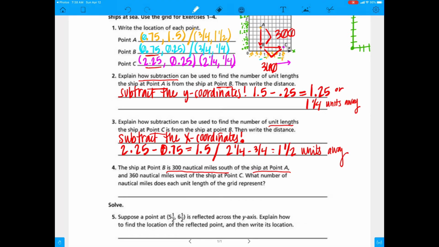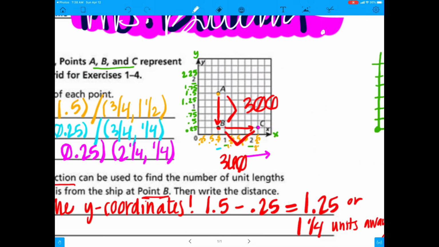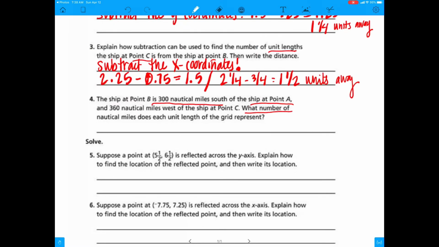I know I can zoom in, and you can do the same thing if we know from A to B how many squares there are. There's 1, 2, 3, 4, 5 squares, and that's 300 nautical miles. From B to C, it's 1, 2, 3, 4, 5, 6, and that's 360 nautical miles. I could then divide, and I could say within those 300 miles, I need to divide it by 5 because there are 5 boxes, so that's 60 nautical miles.